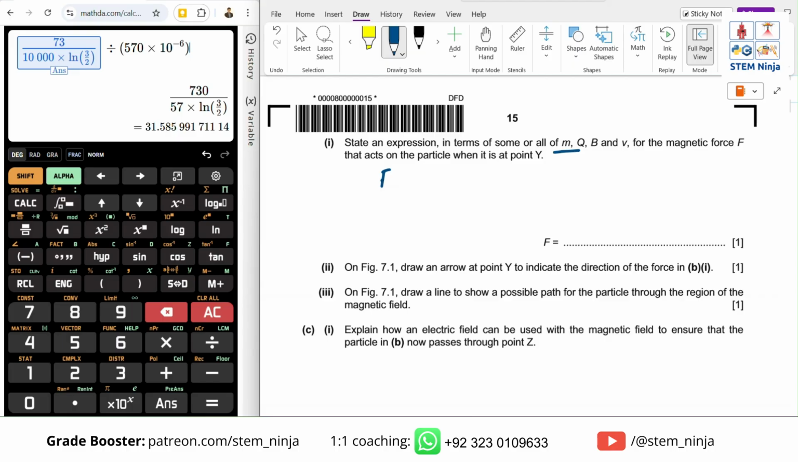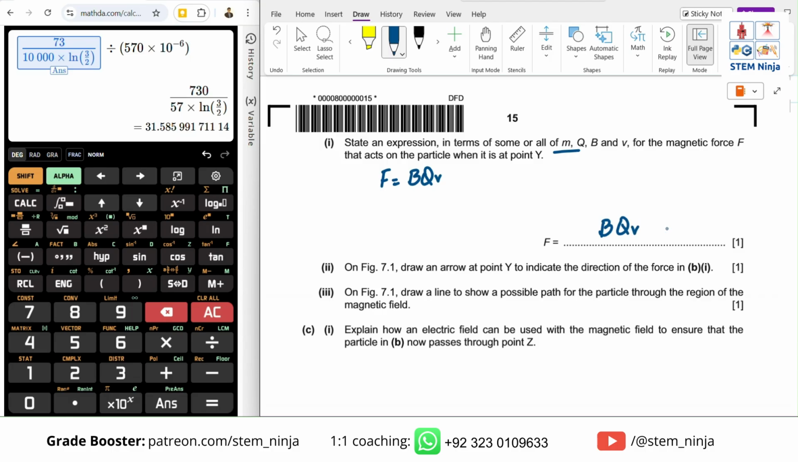So this is easy. F is equal to BQV. Sorry, it's capital Q. F equals BQV.